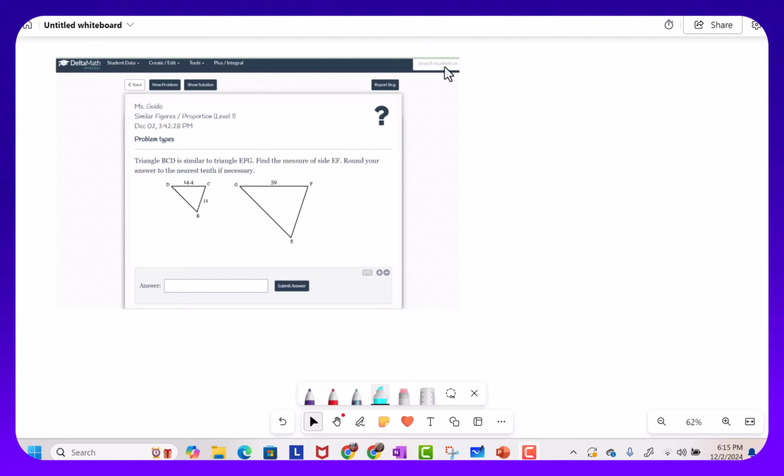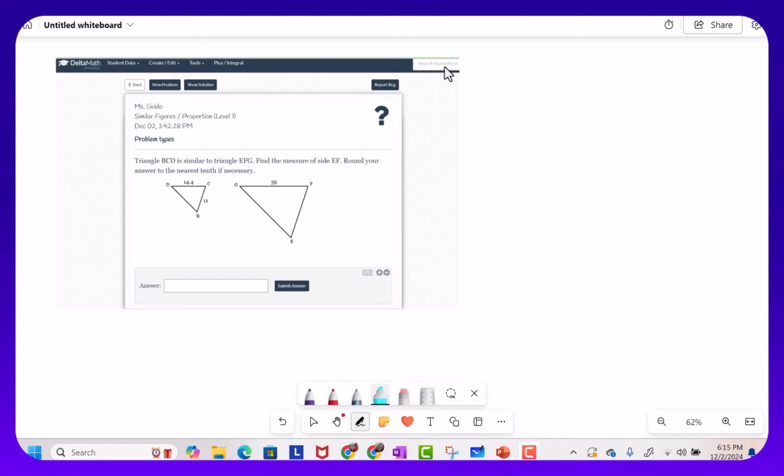Here's a problem with similar figures, proportion level 1. In this problem, we're told that triangle BCD is similar to triangle EFG. What's that really telling us? It's telling us that these two triangles have the same shape, but not the same size. It's also telling us the order in which they are similar.